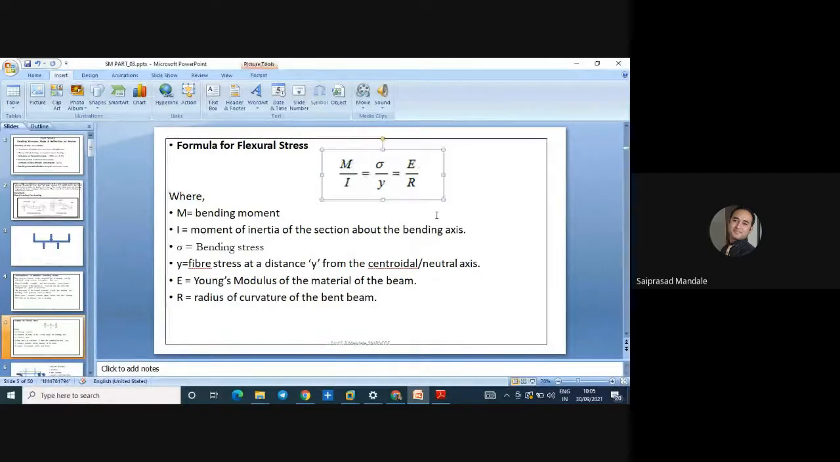The flexural formula is M by I equals sigma by y equals E by R. What is M? M is the bending moment.